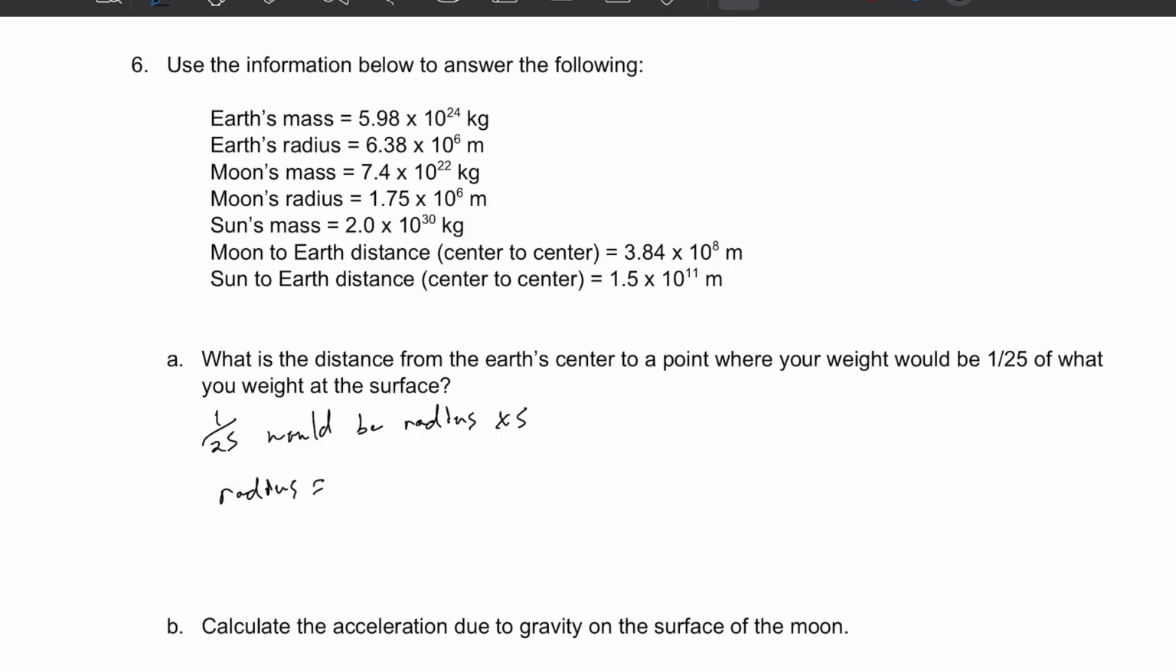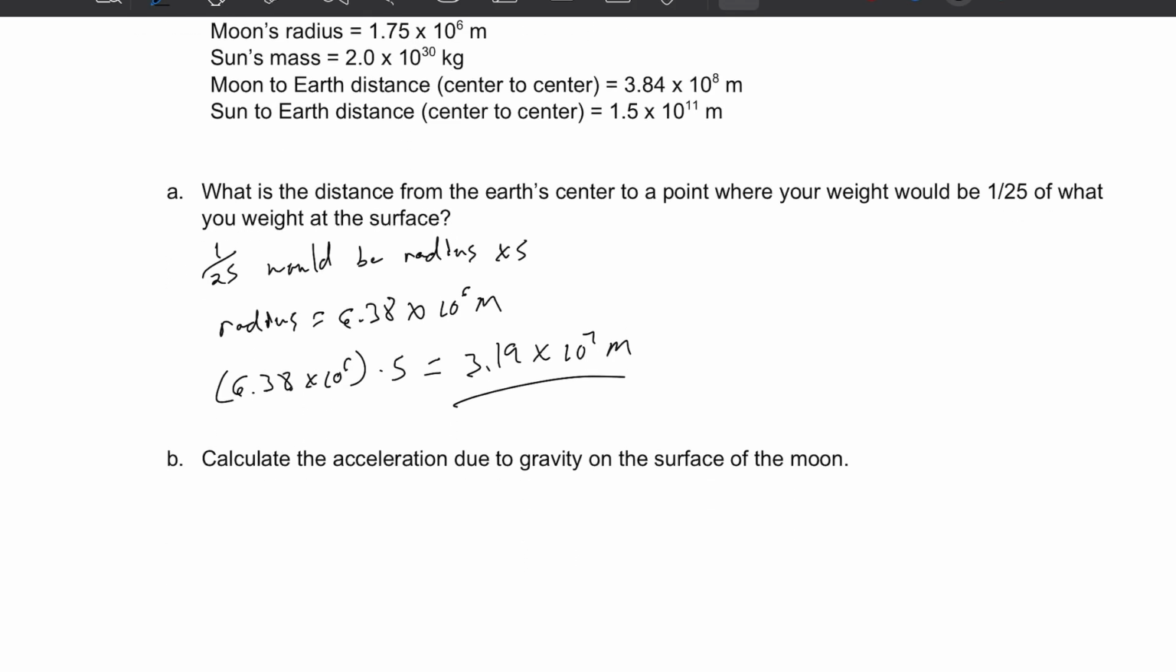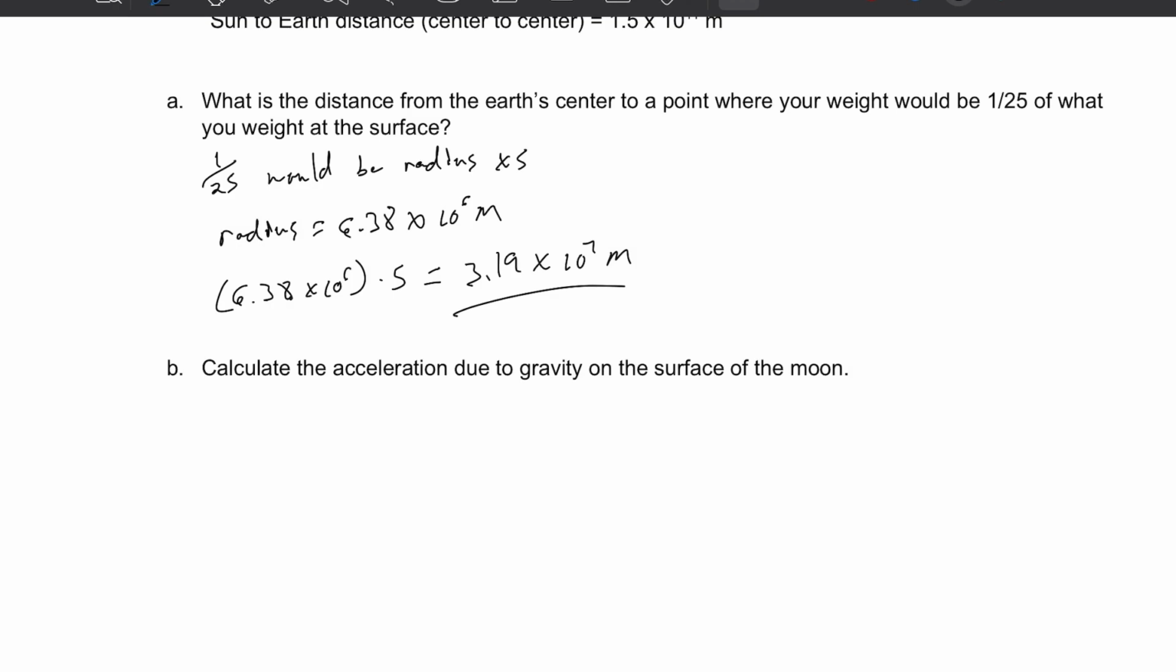And if the radius is 6.38 times 10 to the 6th, I'm going to take that information from right underneath number 6, and I'm going to multiply that by 5. When I take 6.38 times 10 to the 6th power and multiply that by 5, I got 3.19 times 10 to the 7th. Now, if you got 319000000, change it into scientific notation where you have one number, decimal, two or three numbers, times 10 to some power. It's cleaner, it's better.